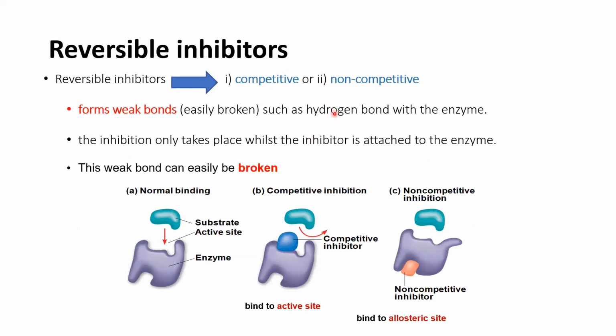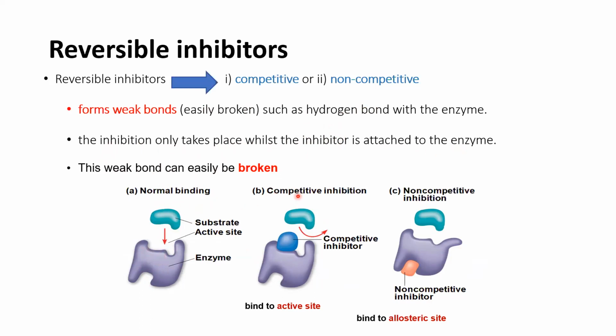For example, you have the formation of hydrogen bonds. The inhibition only takes place whilst the inhibitor is attached to the enzyme, so it means that the inhibitor can be removed. These weak bonds can easily be broken. Here you have the diagram. This is the normal reaction: you have the enzyme and there's no inhibitor present, so the substrate can happily bind to the active site and the reaction can occur as usual.